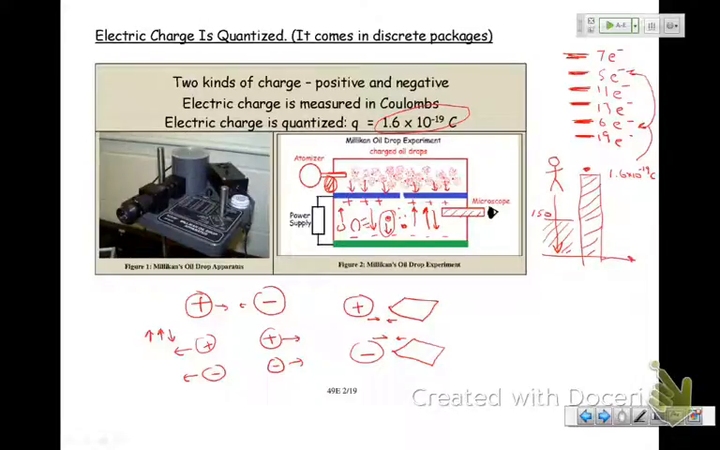Yes? I think you refer more to what's the definition of C? Like, for example, a meter is how far light moves through a specific time. How do you measure C? C for charge. It's a coulomb. How do you define a coulomb? It's 1.6 times 10 to the minus 19.